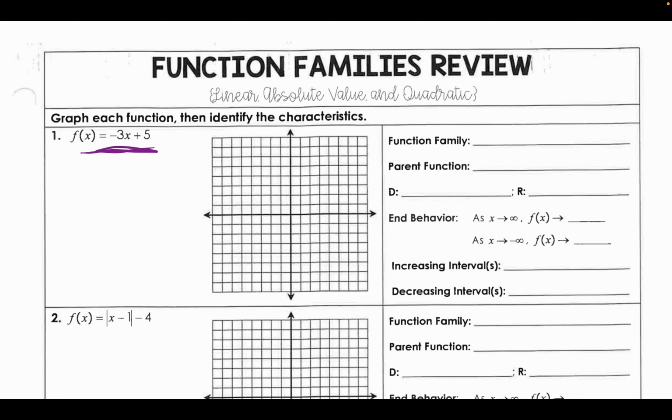So we're going to graph each function, then identify the characteristics, saying what family it belongs to, what the parent function of that family is, and then some more specific information to that graph specifically. So as I graph this f of x equals negative 3x plus 5, it's important for me to note that this is linear. It follows a linear format of y equals mx plus b. And the parent function of that is f of x equals x, like we just talked about.